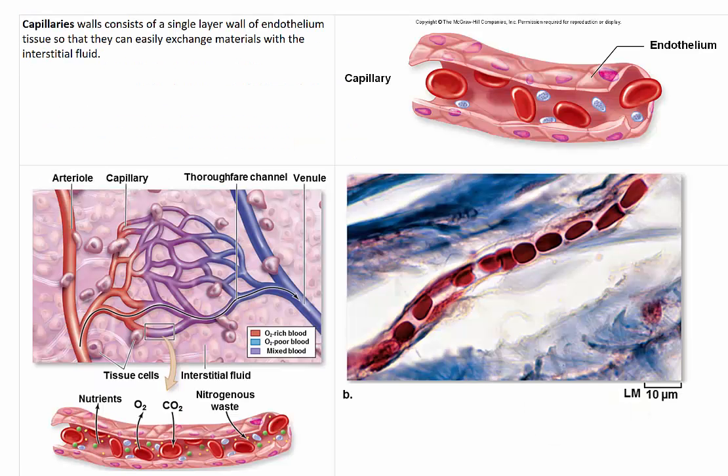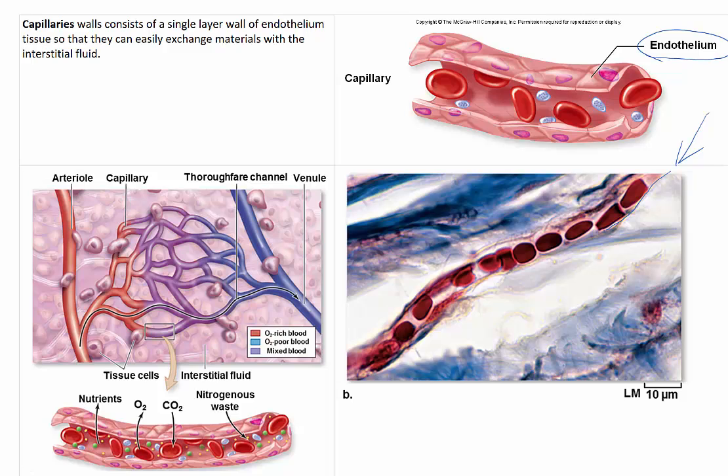So now we'll take a look at capillaries in a little more detail. Capillaries only have a wall that consists of a single layer of endothelium tissue. So they're extremely thin and also extremely narrow. You can see in this photo down here, this electron micrograph, the red blood cells in a capillary.